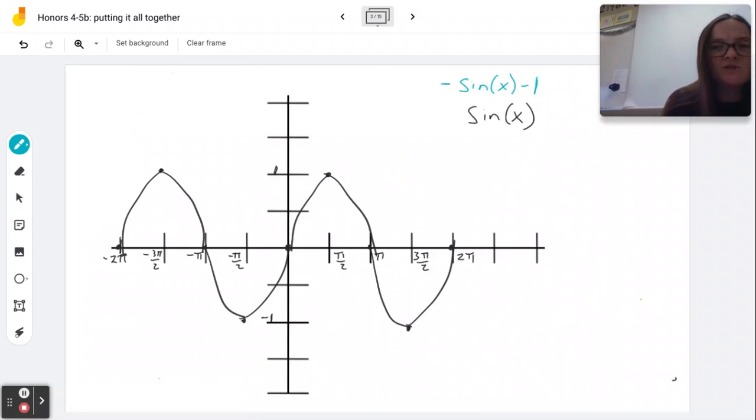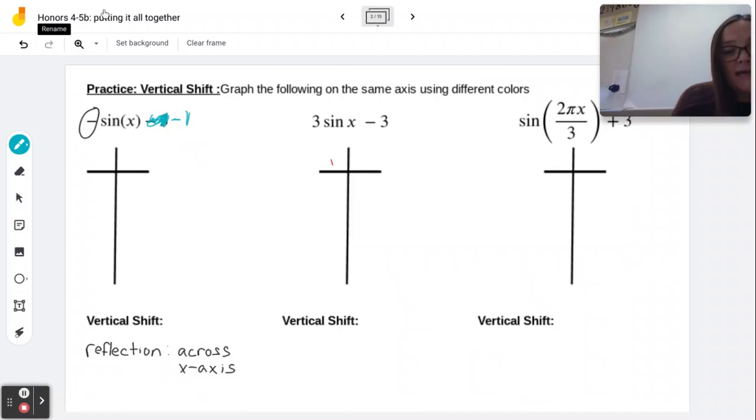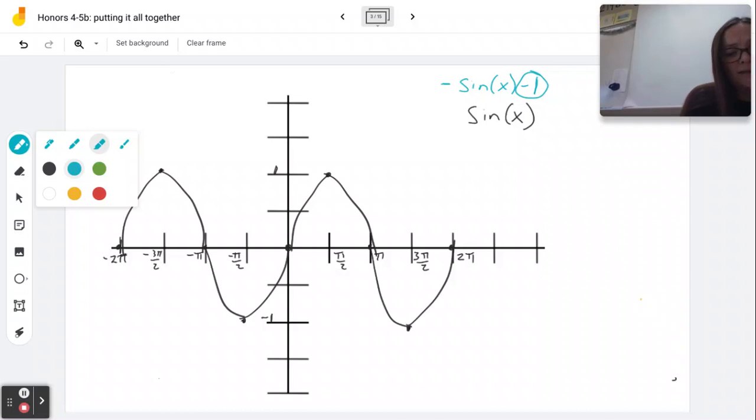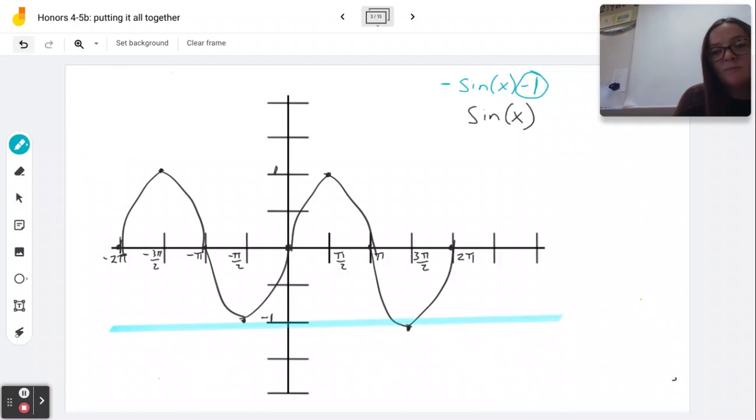So the first thing that I want to do is identify that this -1 right here is a vertical shift down 1. So here's how we should start this out. If we have a vertical shift down 1, what that means is that our midline is being shifted down 1. So instead of our midline being on the x-axis, our midline is now going to be at -1. So go ahead and sketch that.